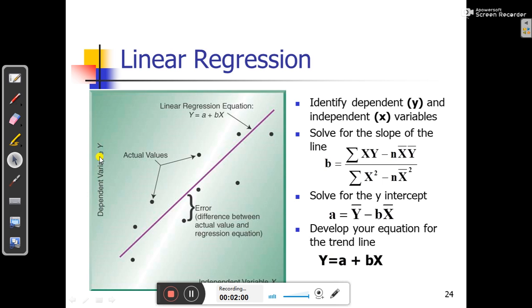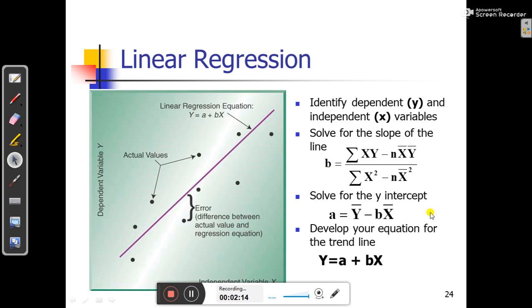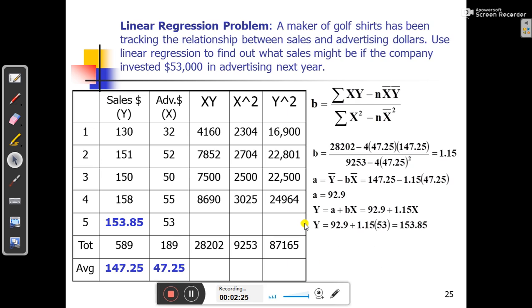So that is the dependent variable y, and there might be an error difference between the actual value and the regression value. These are the actual values, and this is the line equation y equal to a plus bx. You need to find b first, and only then can you find the value of a. You find b by using this equation, then find a, and you get y equal to a plus bx, the trend line.